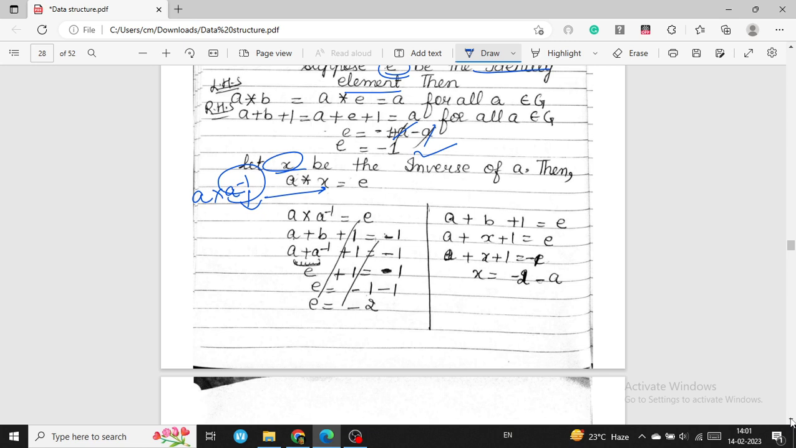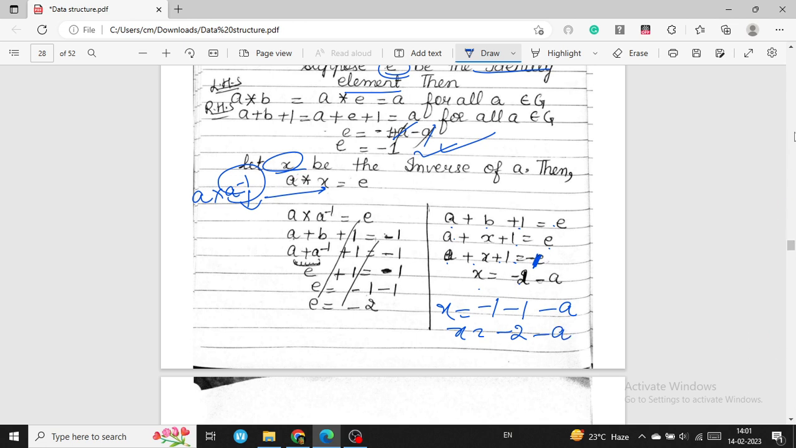We have given A plus B plus 1 is equal to E. On the right side, E is minus 1. So A plus B plus 1 is equal to E, and here B is taken as X, so A plus X plus 1 is equal to E, that is minus 1. We find it from this: X is equal to minus 1 minus 1 minus A. You can see the result is minus 2 minus A.